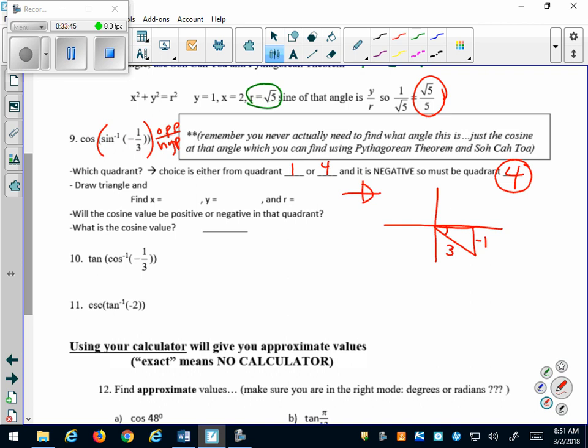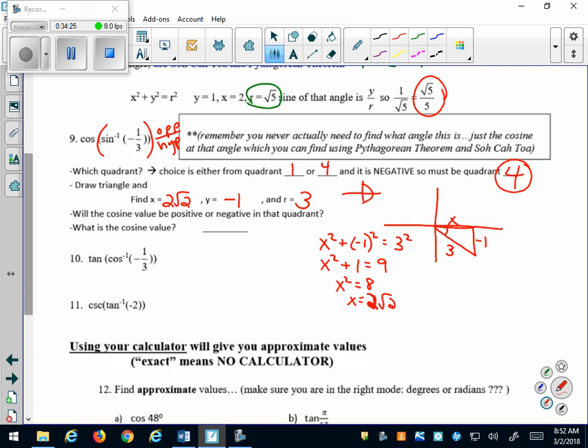Now we do Pythagorean theorem. Remember, we're solving for x now. We already have the radius. So x squared plus negative 1 squared equals 3 squared. X squared plus 1 equals 9. X squared equals 8. And x is the square root of 8, which is 2 root 2. So the x value is 2 root 2. The y value is negative 1, and the radius is 3.